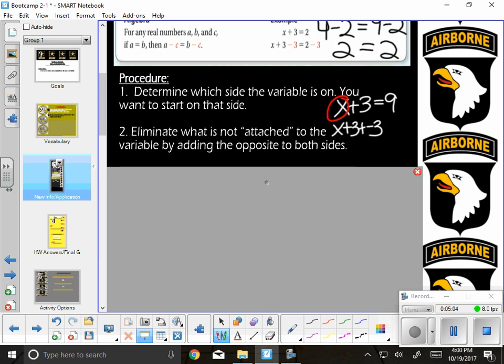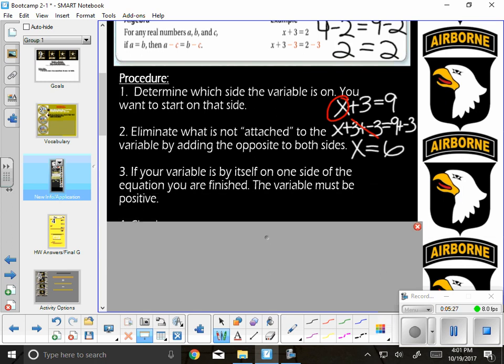And remember, what we do to one side, we always have to do to the other. So we're going to have 9 plus negative 3. Now, how this works is positive 3 plus negative 3 cancels out. So we are left with just x equals 9 plus negative 3, which is 6. From here, we go to step 3, which says if your variable is by itself on one side of the equation, you are finished. As you can see, x is by itself. We have x equals 6. No more work to do.